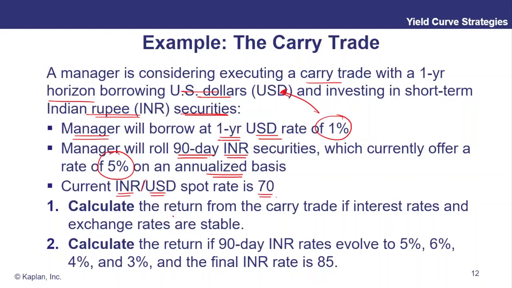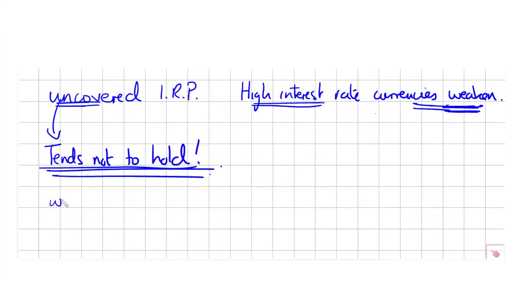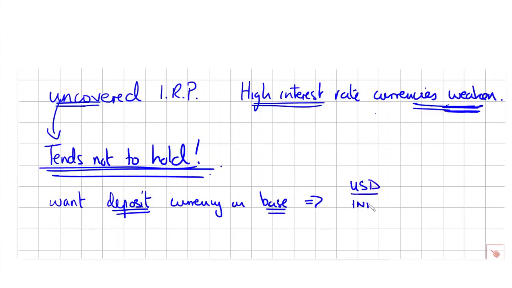Now with this one, we want to view the exchange rate in terms of the currency that we deposit in, because if that currency strengthens, we win because we're holding it. If that currency weakens, we lose. So with the carry trade, we want the deposit currency on the base. In other words, because we're depositing in rupee, we want to think about how many dollars there are per Indian rupee. Okay?